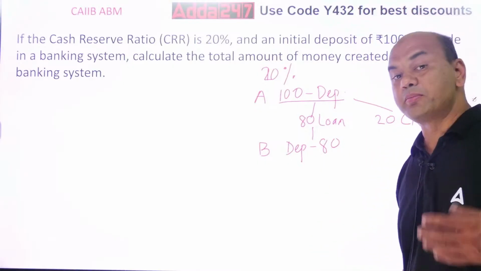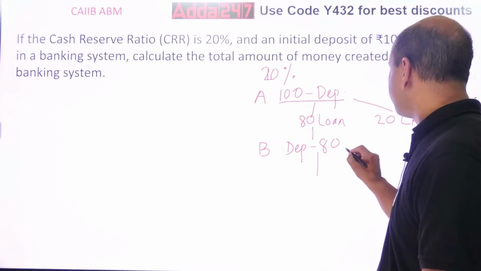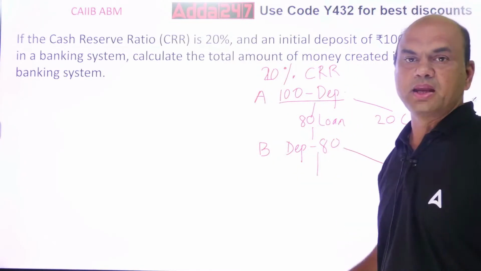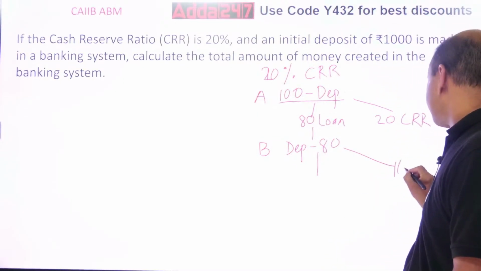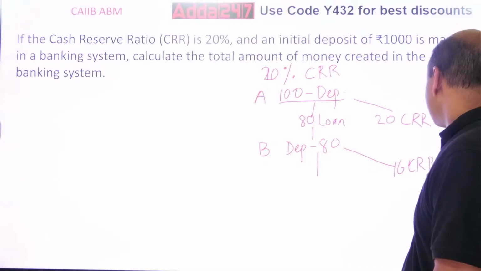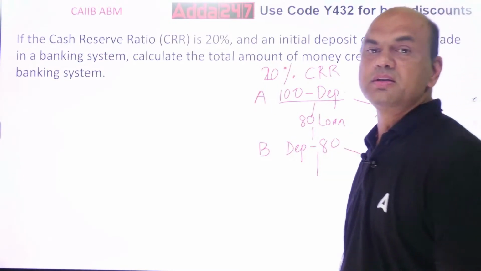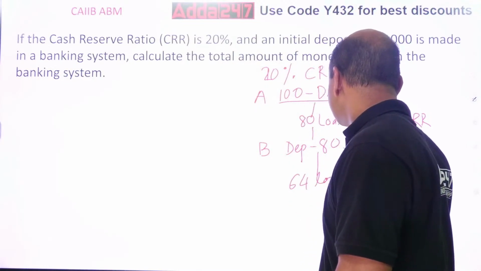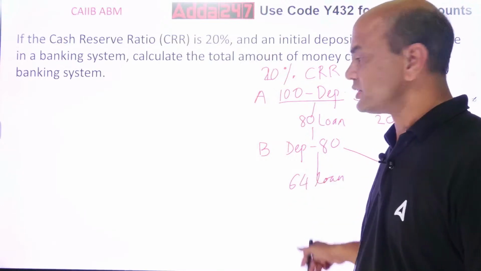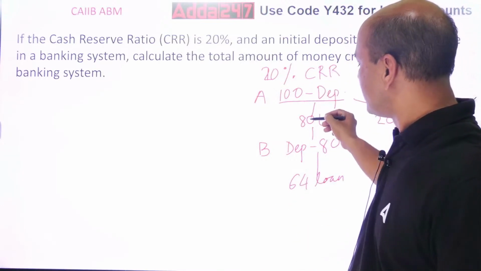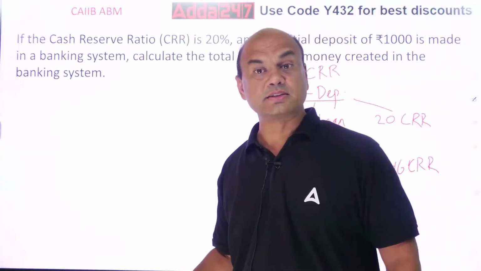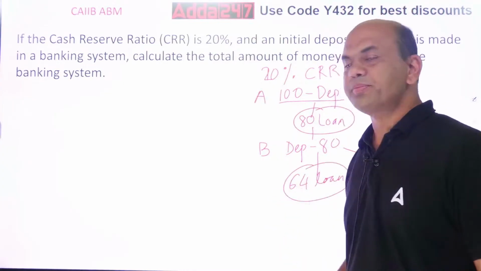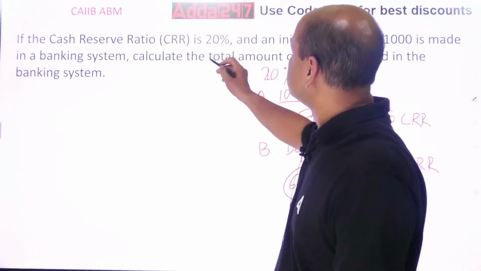Now what will bank B do? Again the same thing. 20% is the CRR, so 20% of 80 rupees is 16. So 16 rupees will be kept with RBI as CRR. And 80 minus 16 is 64. 64 will be given as a loan. Again this goes to bank C. So it will go down from 100 to 80 to 64 to lesser.